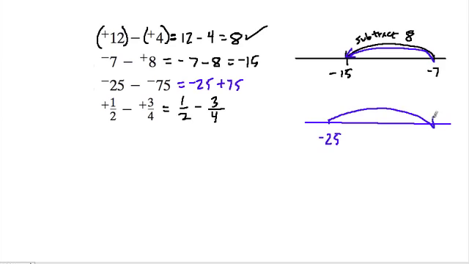So how far is it if we add 75? Well, to get from negative 25 to 0, great landmark, I have to add 25. But since I'm adding 75, I have to add another 50. So this brings me to positive 50.